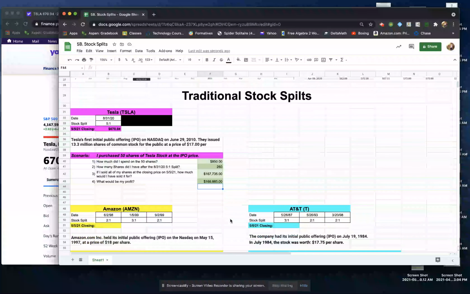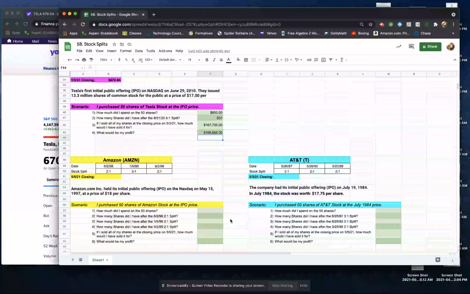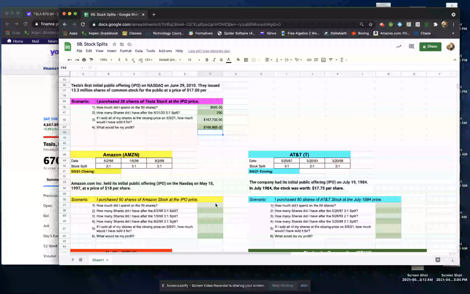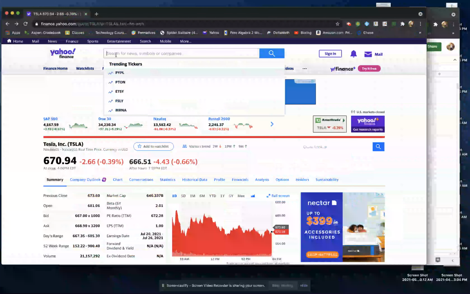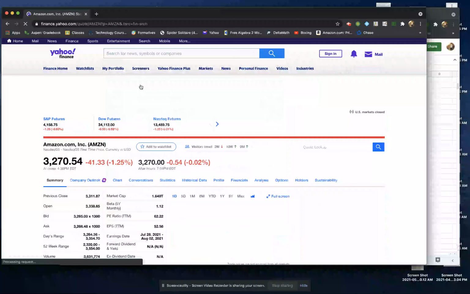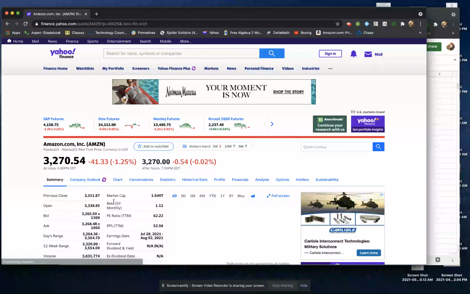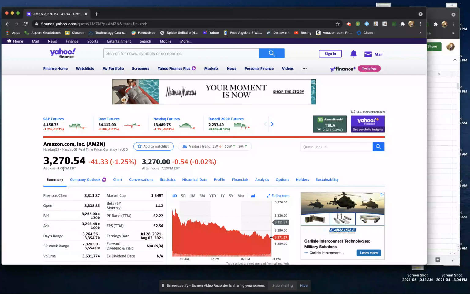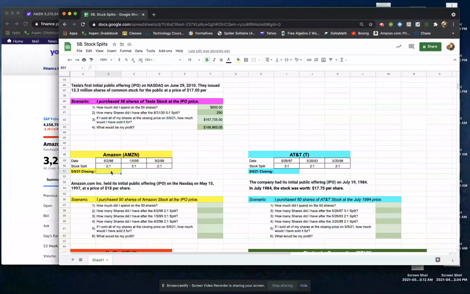Okay, we're going to look at one more, and then I'm going to send you off to do 3 on your own. Okay, the next one we're going to look up is Amazon. So what I did to get this information here, this is what you'll be doing. I went to Yahoo Finance. I looked up Amazon. You can note the close value. So Amazon closed at $3,270.54. So I can put that in there, $3,270.54.